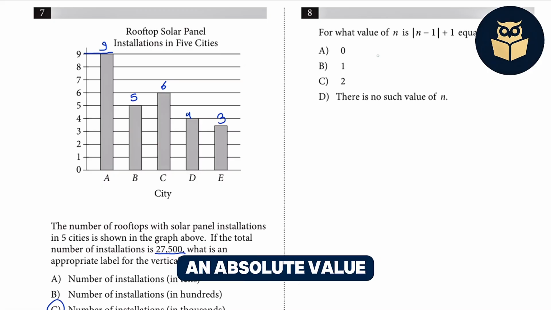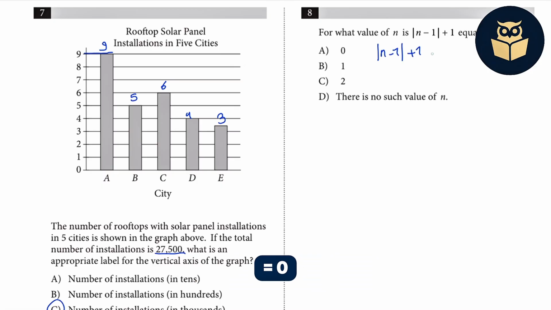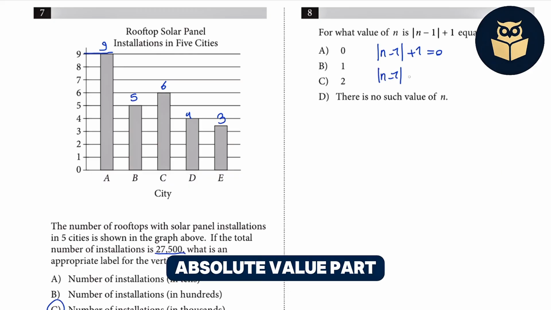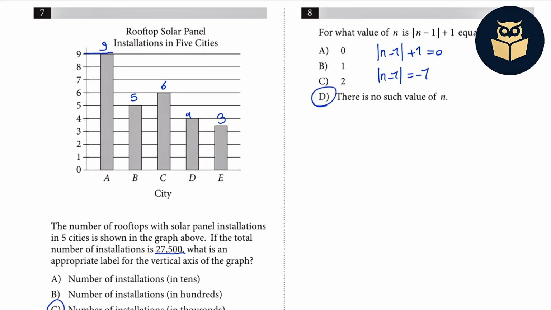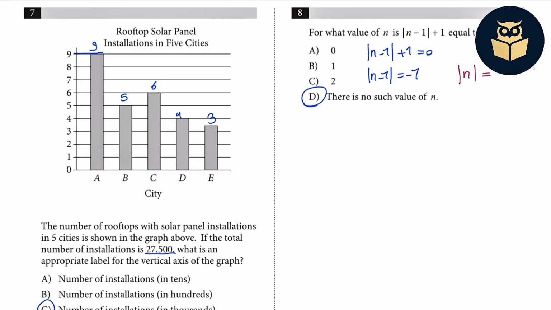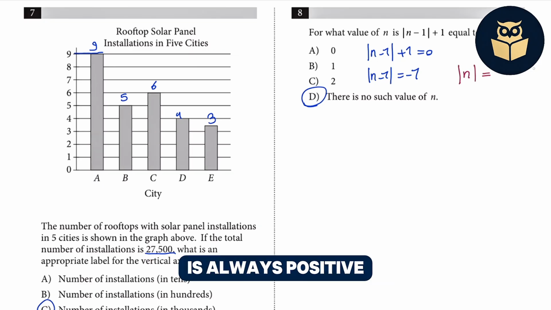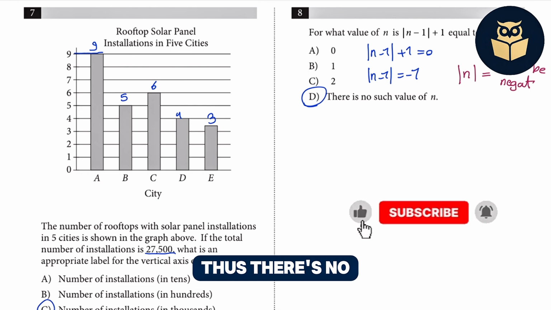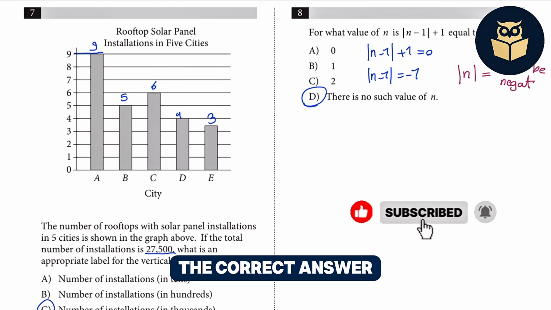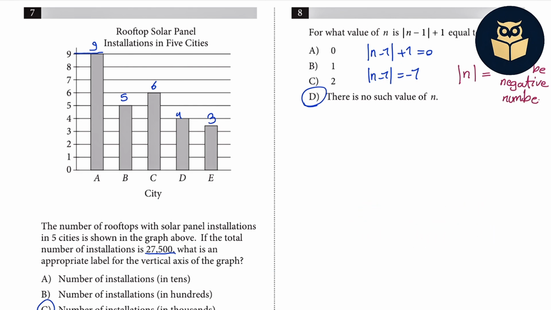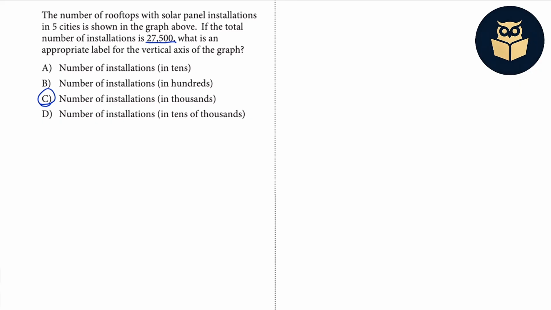Question 8 presents an absolute value equation. The absolute value of n minus 1, plus 1, equals 0. Let's isolate the absolute value part by subtracting 1 from both sides. That gives us the absolute value of n minus 1 equals negative 1. Pause right there. Can the output of an absolute value ever be a negative number? Absolutely not. Distance is always positive or 0. Thus, there's no solution here, making choice D the correct answer.